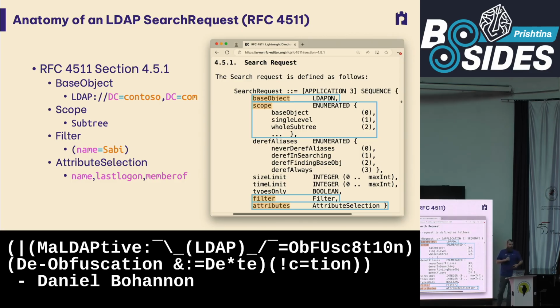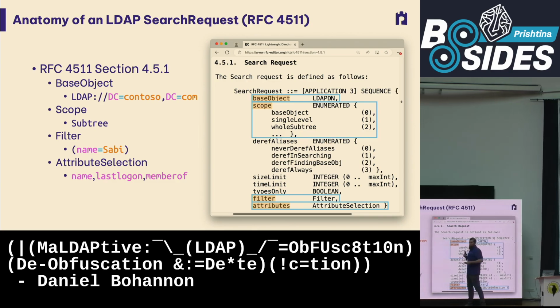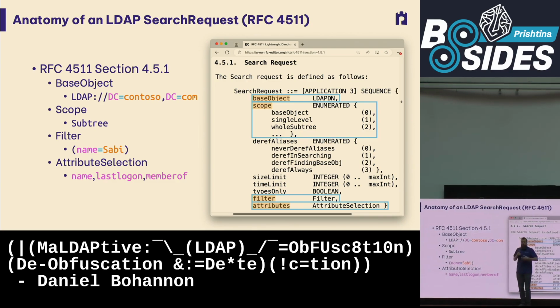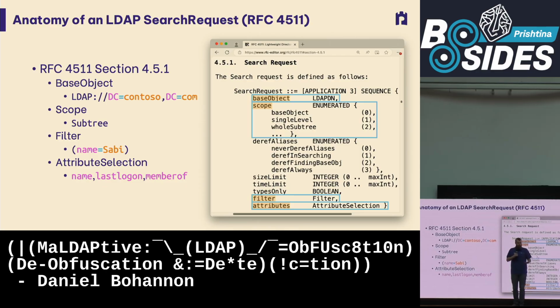This is the RFC 4511. We won't go into too many dry details of the RFC, but suffice it to say, there are many different elements of the LDAP protocol. These are the four that we're going to spend our time on. The base object says where in the directory we want to actually search for this information. The scope says how far throughout the directory I want to search for this information.